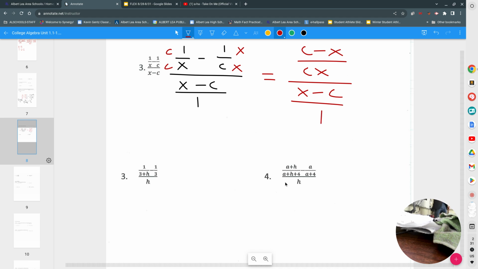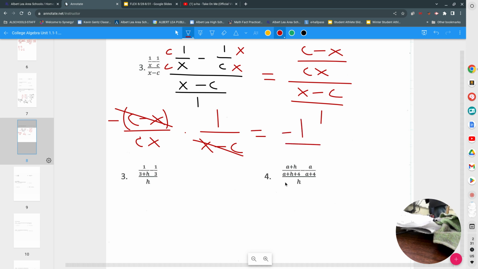Once I get to that point, it's exactly like we did yesterday. We have c minus x over cx times 1 over x minus c. Are c minus x and x minus c the same? No, they differ by a factor of -1. So if I factor out a -1, then I can cancel them. And notice that you get a -1 over cx.